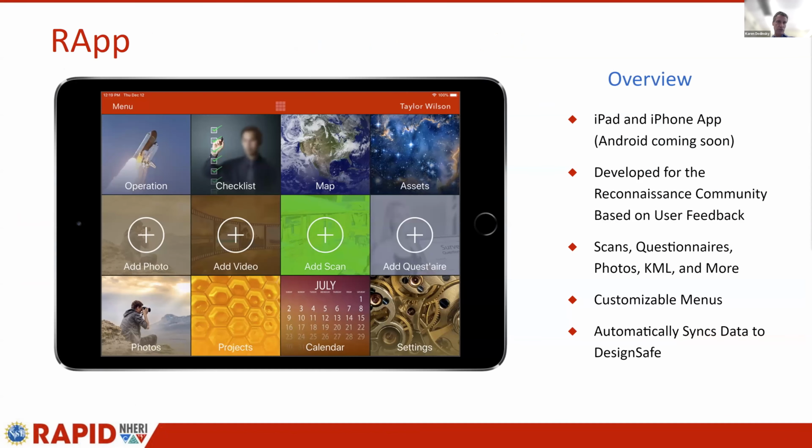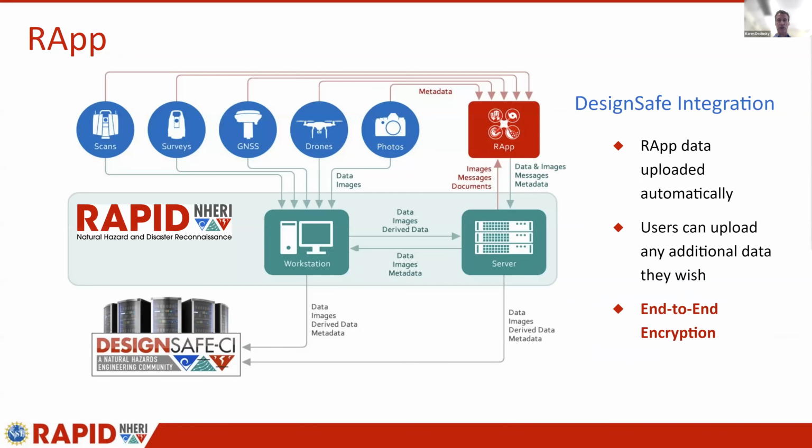As I mentioned, we also develop software. We've developed the mobile software package RAP that's available for iPhones and for iPads. It's soon going to be coming out in an Android version. There's a lot of different things that RAP can do and collect. It can help guide your missions. It can collect data in the field, photos, videos, and now advanced questionnaires.